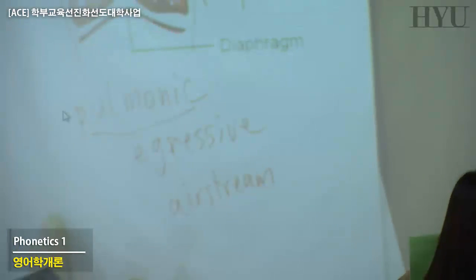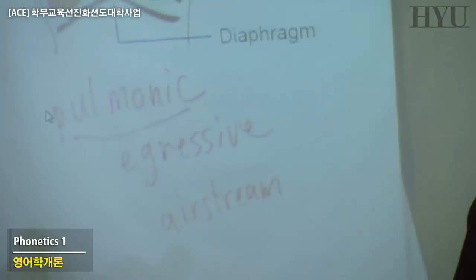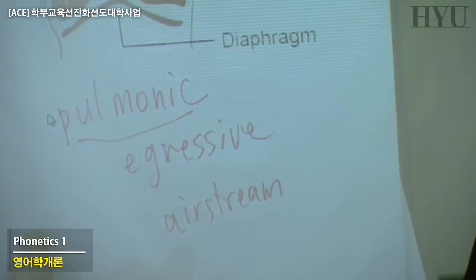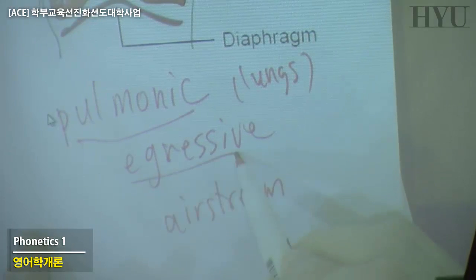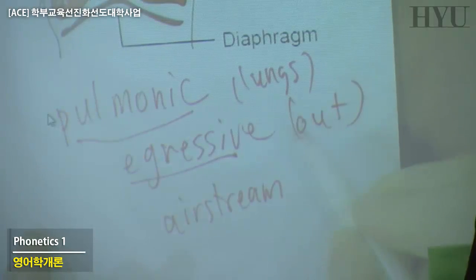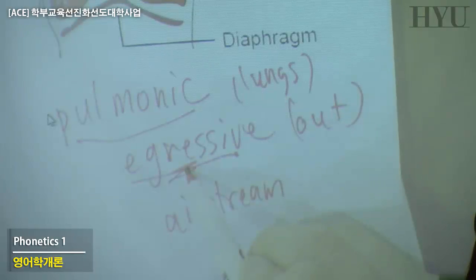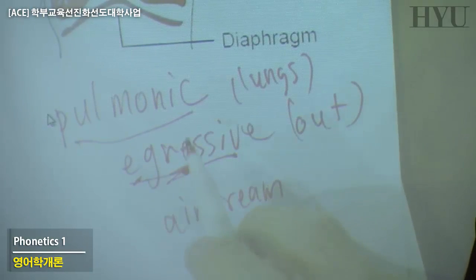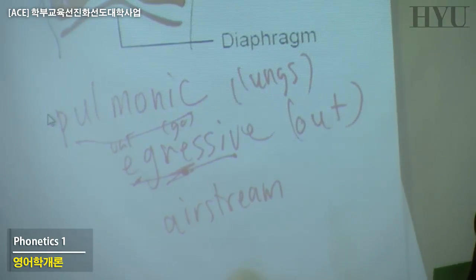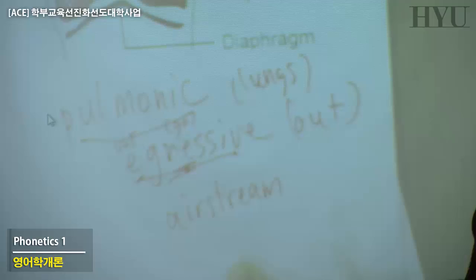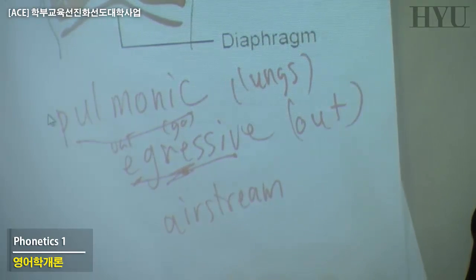Pulmonic means the lungs, from the lungs, okay? Pulmonic means the lung, because we use the air from the lungs, right? Egressive is out. Gress means to go. E is out, so to go out, right? And then air stream is just air stream, right? So in English, when we produce sounds, we use the pulmonic egressive air stream, meaning the air coming out of the lungs, okay, to produce speech sounds.